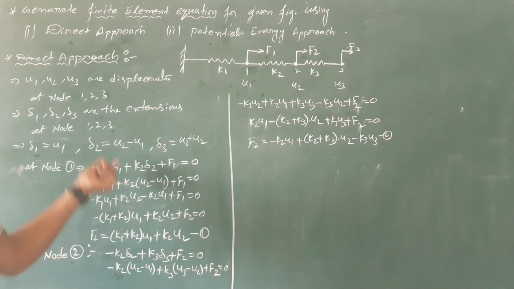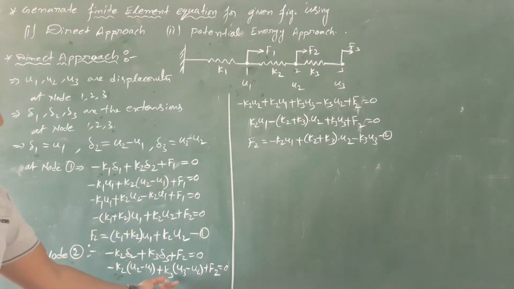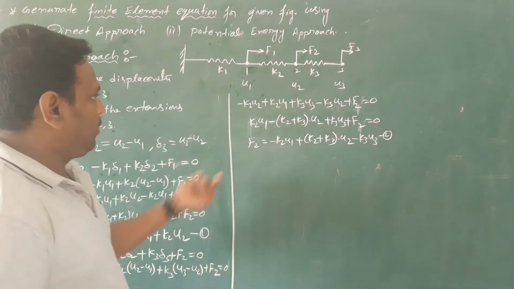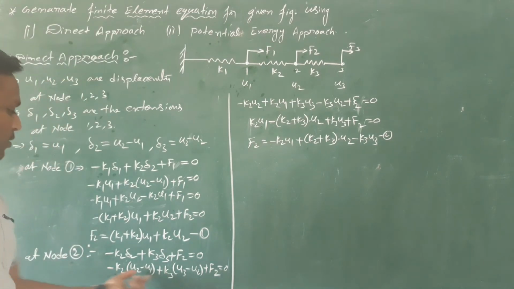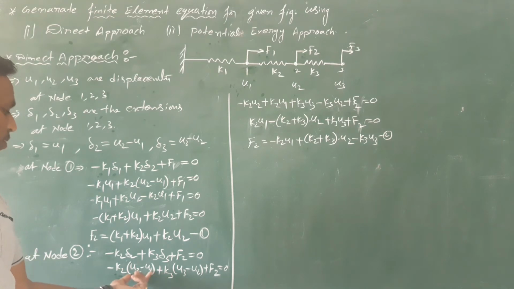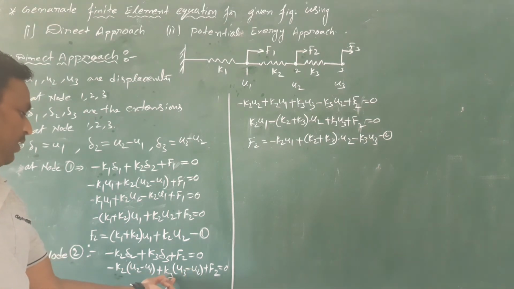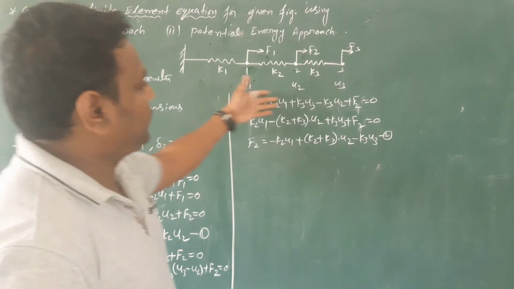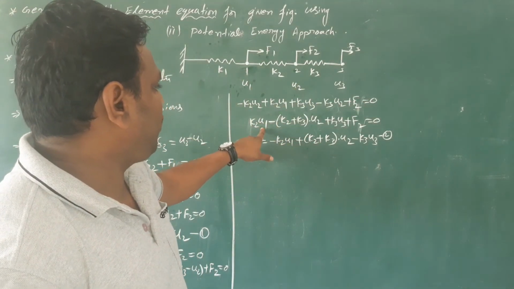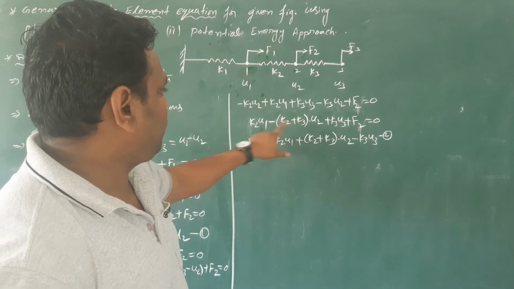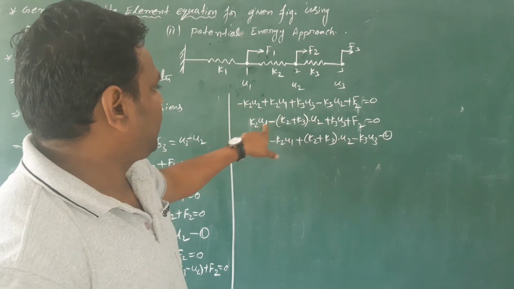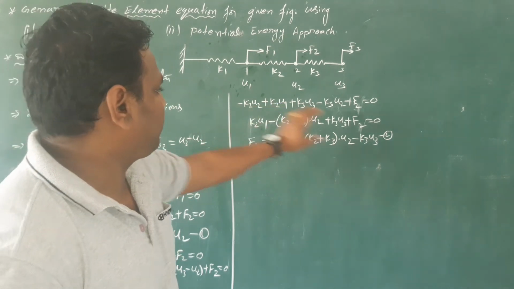That is delta 2, U2 minus U1, and K3, delta 3 means U3 minus U2. So after substitution, I am simplifying and multiplying K2 with this entire component, and K3 with this entire equation. I will get this equation, and I am writing the displacements outside: U1, U2, U3. U1 appears only with K2, so that's why I am writing it here.